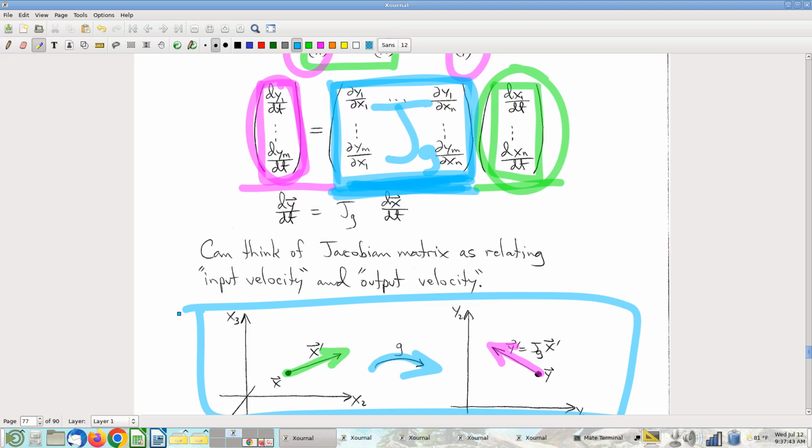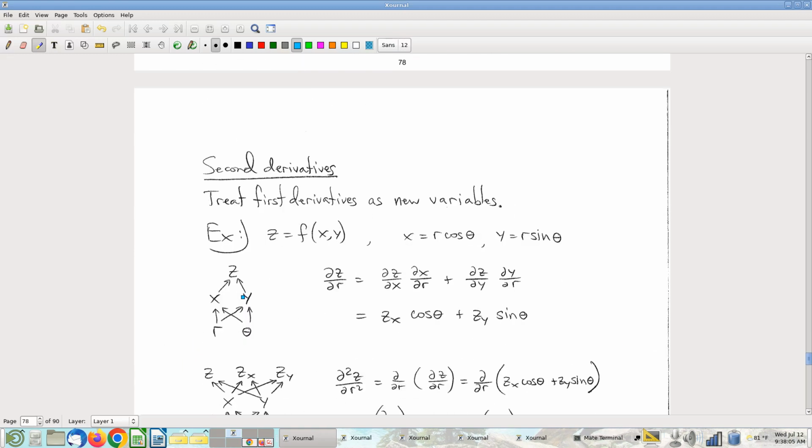And depending on the context, I guess, is the key word there, when people talk about the derivative of a multivariable function, very often what they mean when they say derivative is this. They mean the Jacobian matrix because of this role that it fills. Okay.